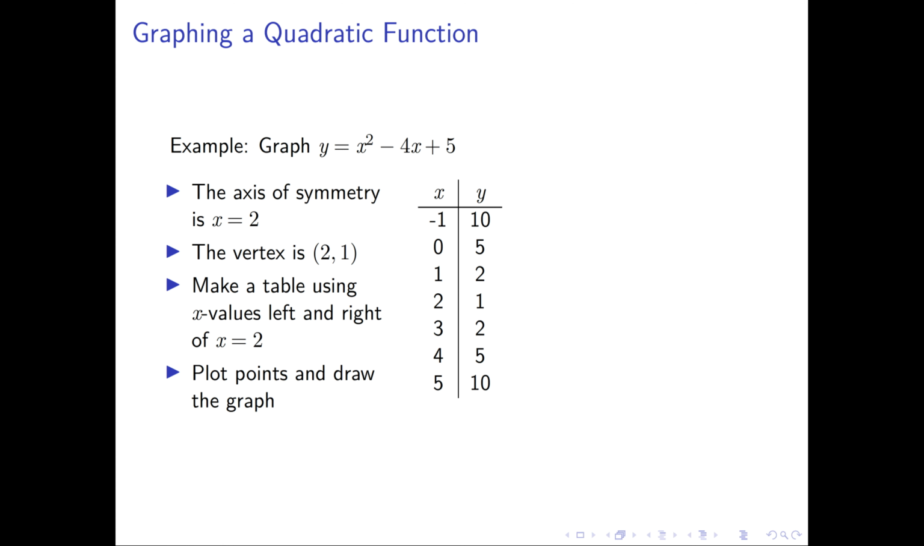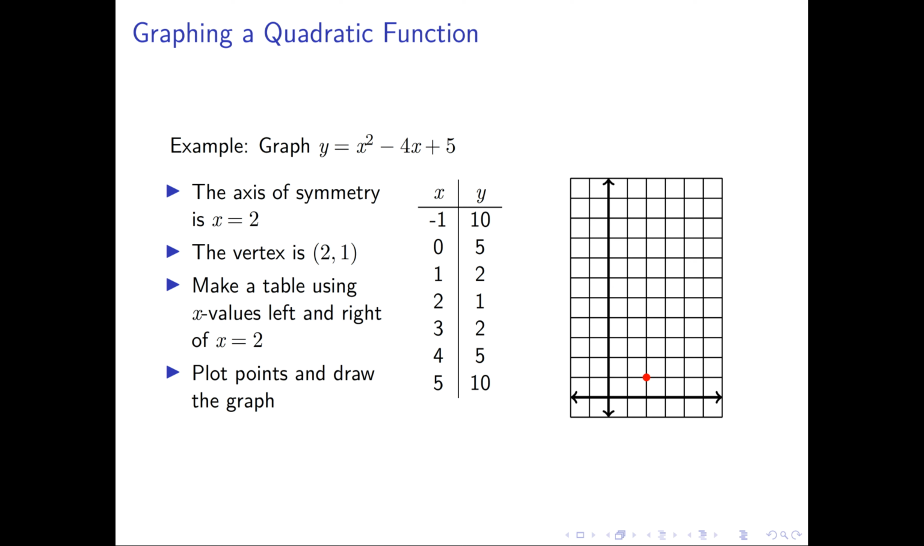So in the center of the table, we notice that if x = 2, y = 1, and then go up 1 and down 1 from that, and you know that the y value is 2. Go up 2 and down 2 from that, you know that the y value is 5, and so on. After you have the table, you can plot the points.